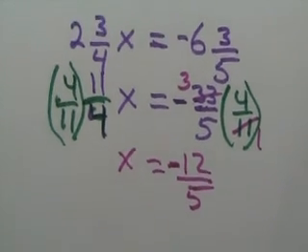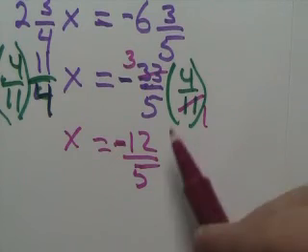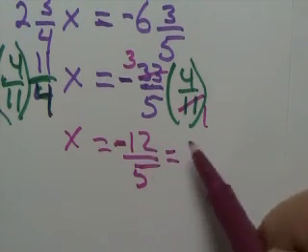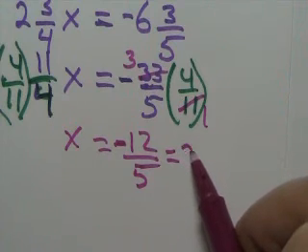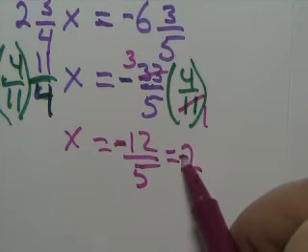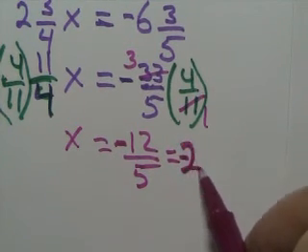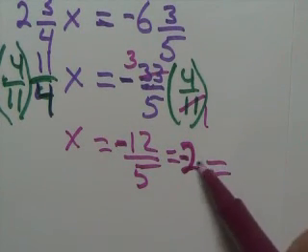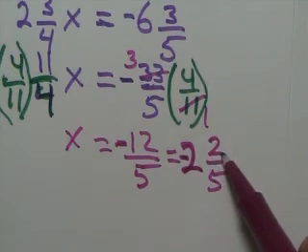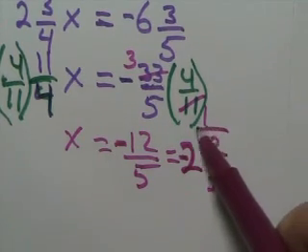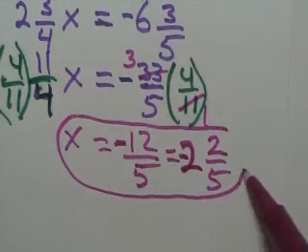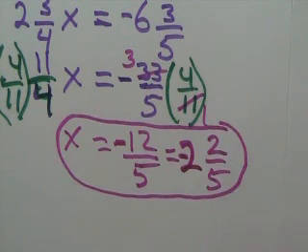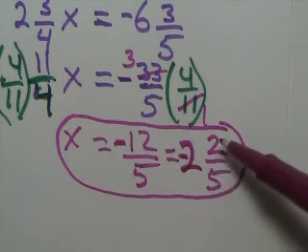So the answer could be -12 over 5, or 5 goes into 12, let's see, 2 times. Oops, there's a negative in there. Better not forget that. And how many left over? 5 times 2 is 10, plus 2 more makes 12. So either one of these is technically correct, but you're probably going to see this more likely on a test or a quiz. So -2 and 2/5.